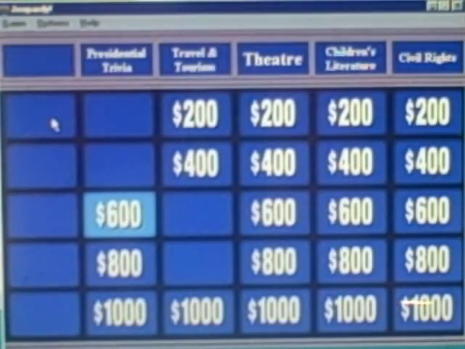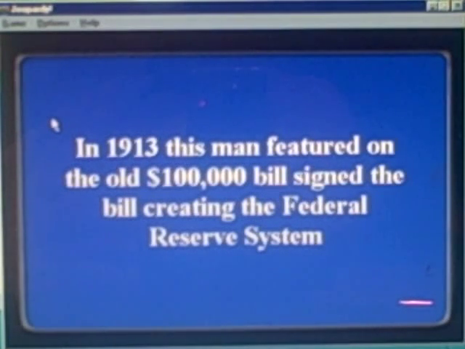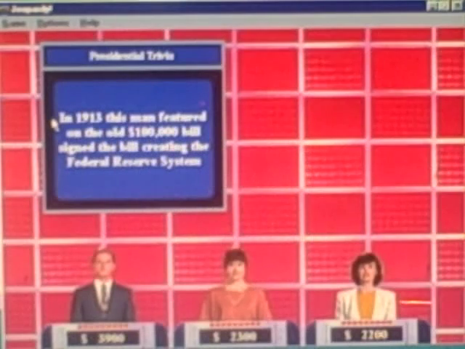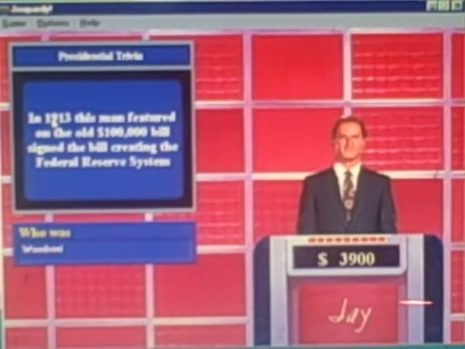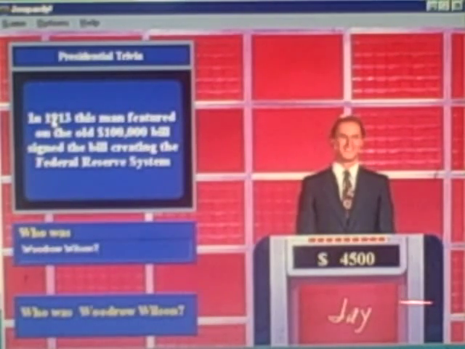Presidential Trivia 600. In 1913, this man featured on the old $100,000 bill signed the bill creating the Federal Reserve System. Contestant number 1: Who is Woodrow Wilson? Yes.